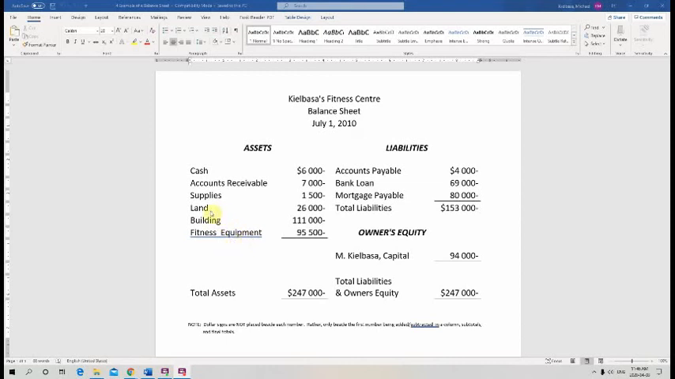Now I always give the example that if there was a nuclear explosion, what would we have? We would have our land, simply because everything else would be destroyed. But we would still have land. It would be a big crater, but it would be our crater. So land goes first, followed by building. Building we would have the next longest, and then finally equipment, or truck or whatever. Now, in this case, our assets are equal to $247,000.